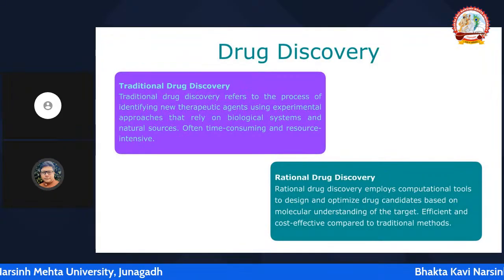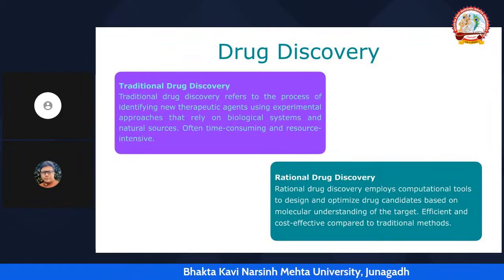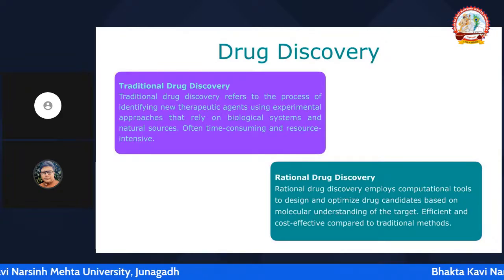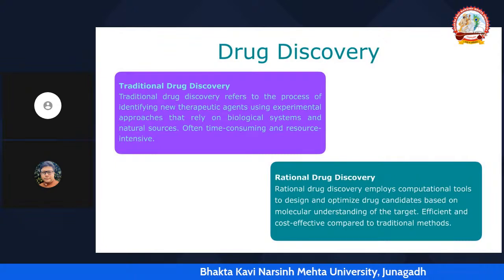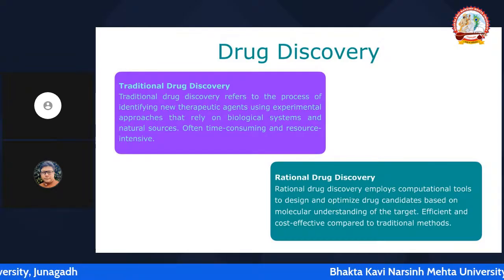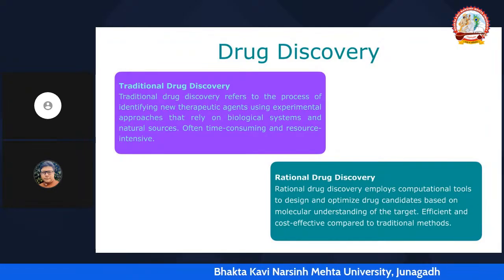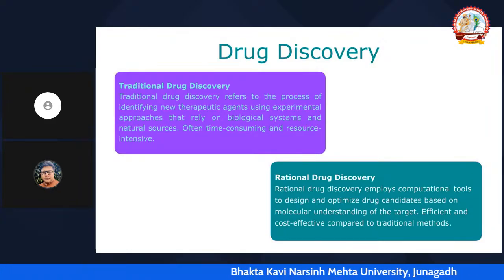Just to brush up on drug discovery, traditional drug discovery basically refers to a process where we try to identify new therapeutic agents through experimental approaches. That means we will do synthesis, then testing, and then we'll see whether there is any outcome. The problem associated with this type of traditional drug discovery is that it's often time consuming. It takes a long time, and it is resource intensive, meaning too much material is utilized.